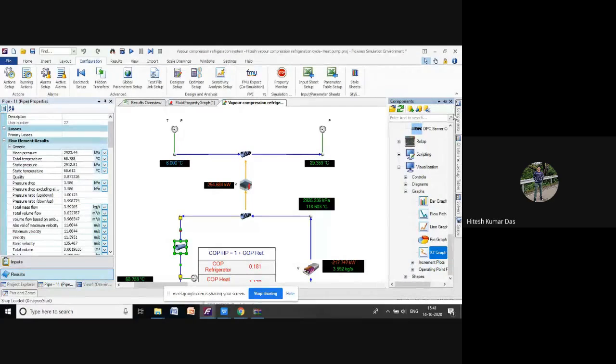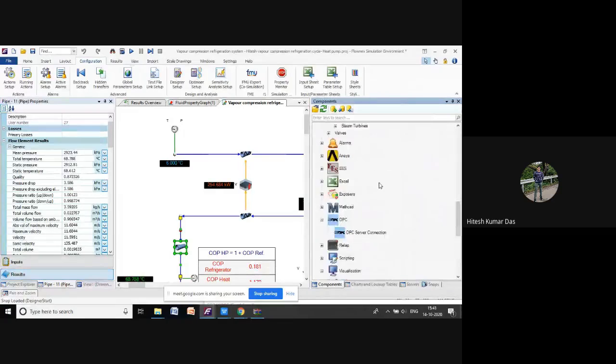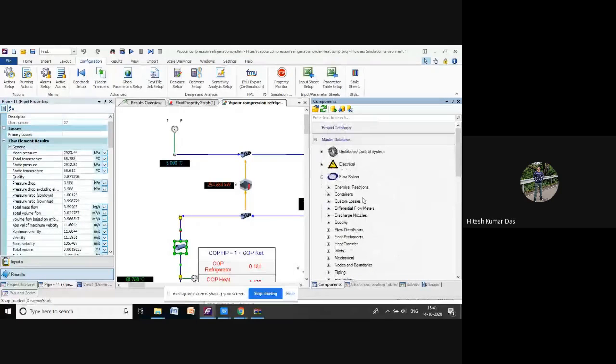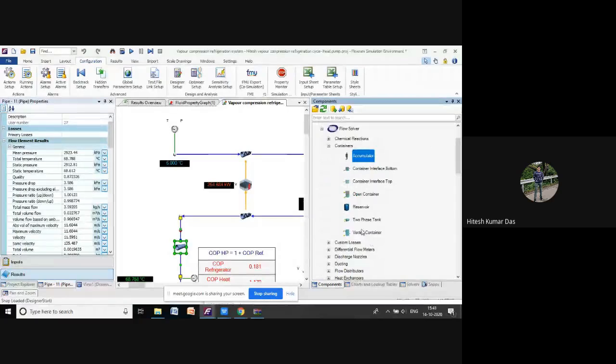The component tab. This is the component tab. Let me enlarge it. You can see all the components like containers. Containers means accumulator, all types of accumulator, reservoir, two-phase tank, vented container.